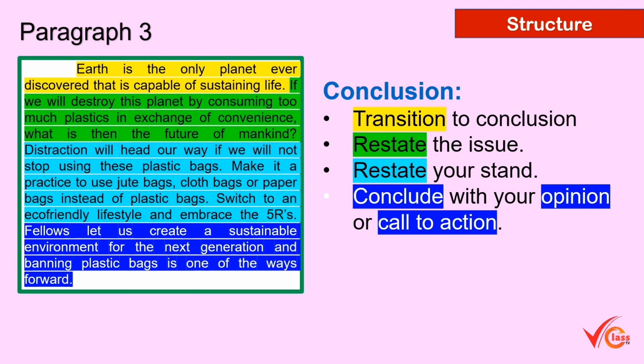Then you have the conclusion. So you are going to have your opinion concluded with the call to action. So when you say, fellows, let us create a sustainable environment for the next generation, and banning plastic bags is one of the ways forward. That is a way of convincing others to do the same thing that you are asking. And that is to create a sustainable environment for the next generation.